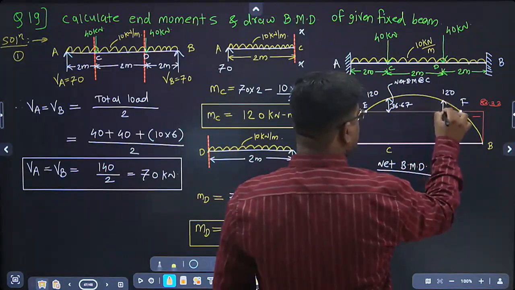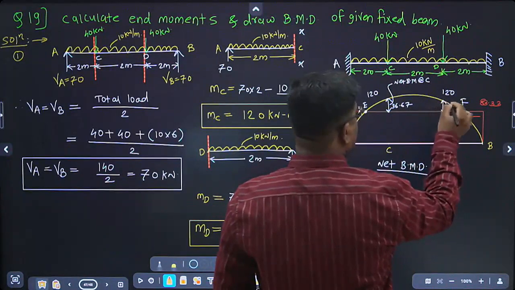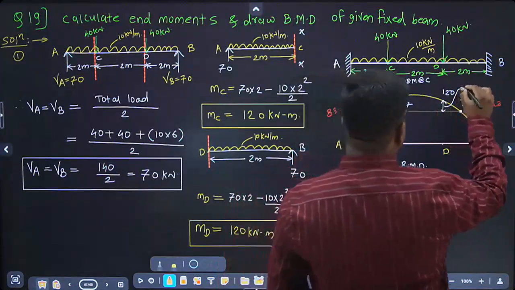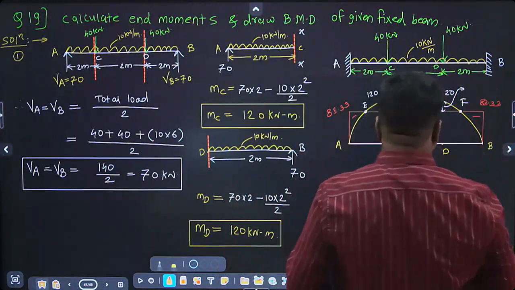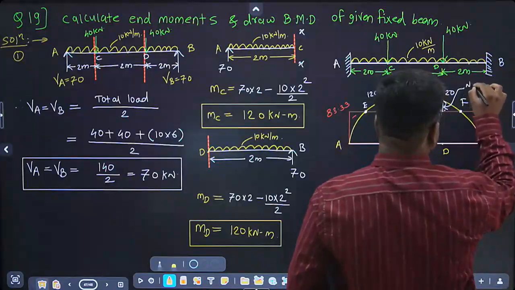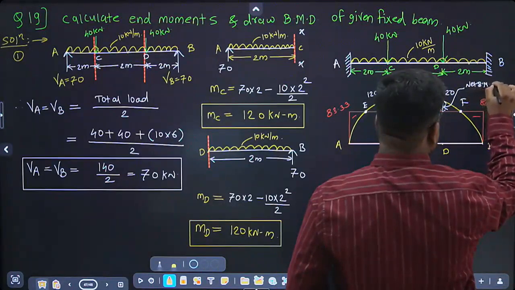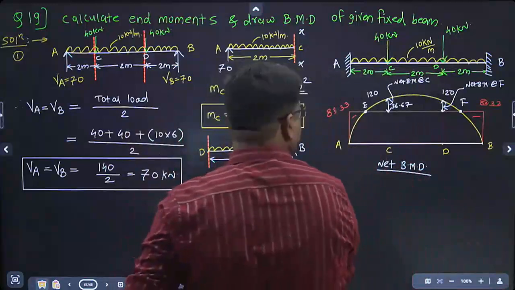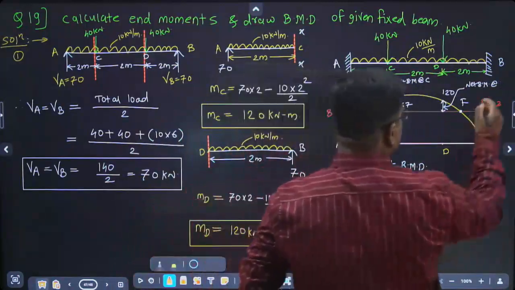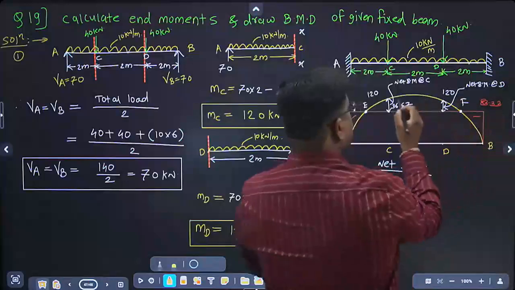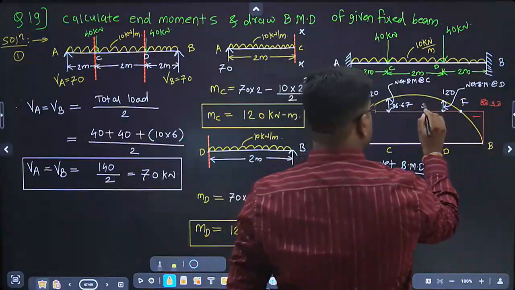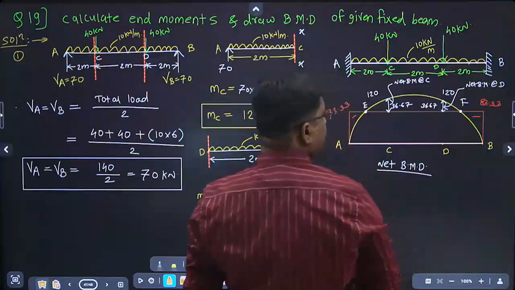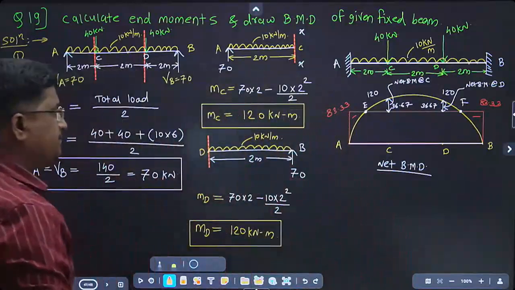Again this will be the same. This is also net bending moment at D. Net bending moment at D, and this value is again the same, 36.67 kilonewton meter. Okay. Finish.